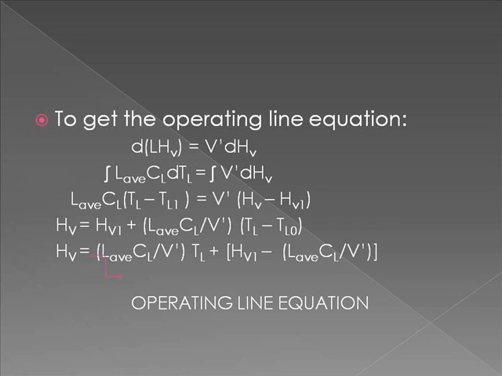The operating line equation is essentially an equation in the form y is equal to mx plus b, where the slope is L average CL over V prime. The x values are going to be the liquid temperatures TL, and then the y-intercept is HV1 minus L average CL over V prime TL naught.